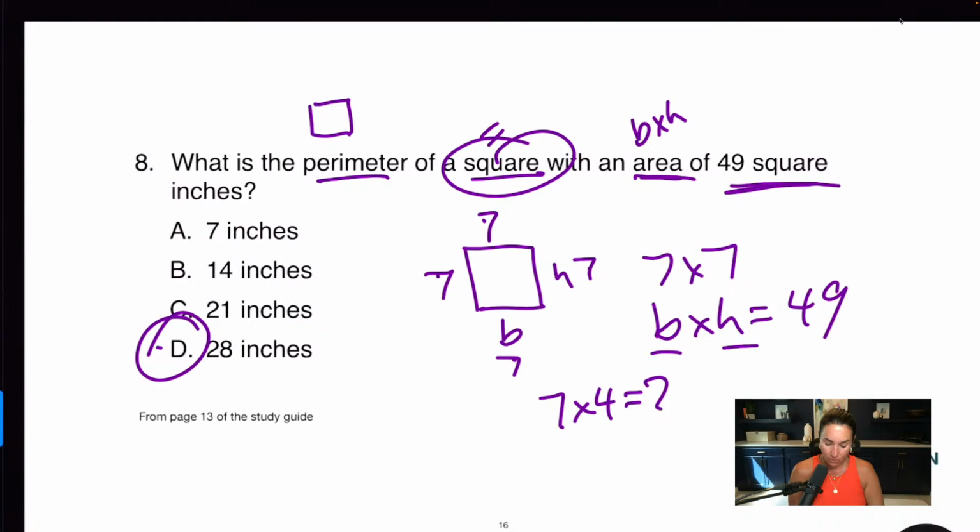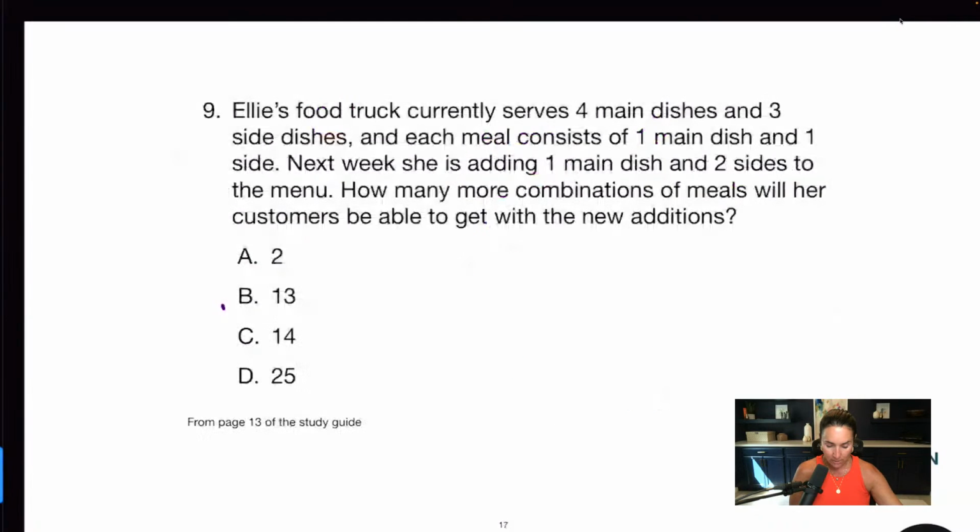So you got a lot of different things going on here. You have to make sure you understand your rules for squares and rectangles and rhombuses and things like that. And we do cover all of that in our book. We have a lot of information for that in our book. All right, let's try another one.